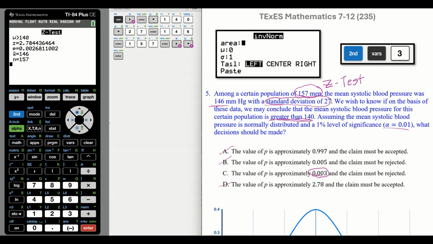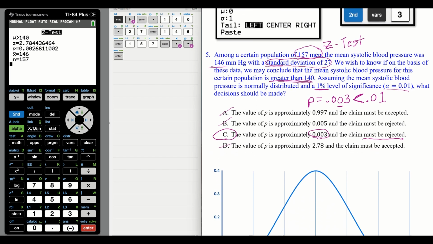I say we're correct. So our P, we've got 1% here. Our P equals 0.003. Remember, if we reject, it must be less than. Is it less than? Yes. Definitely less than. So we know that C is our option.